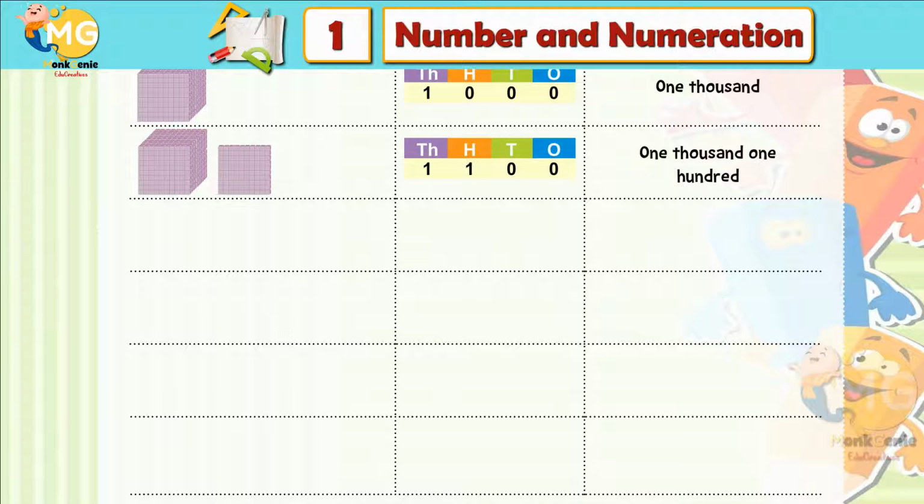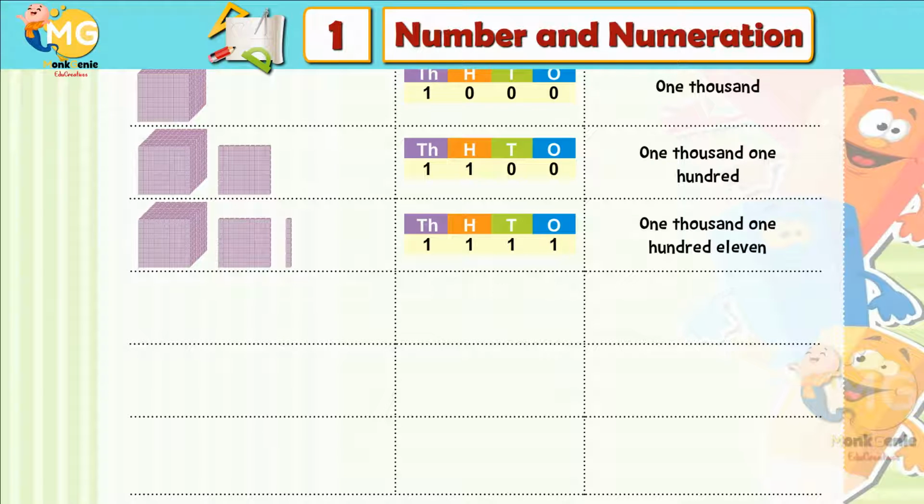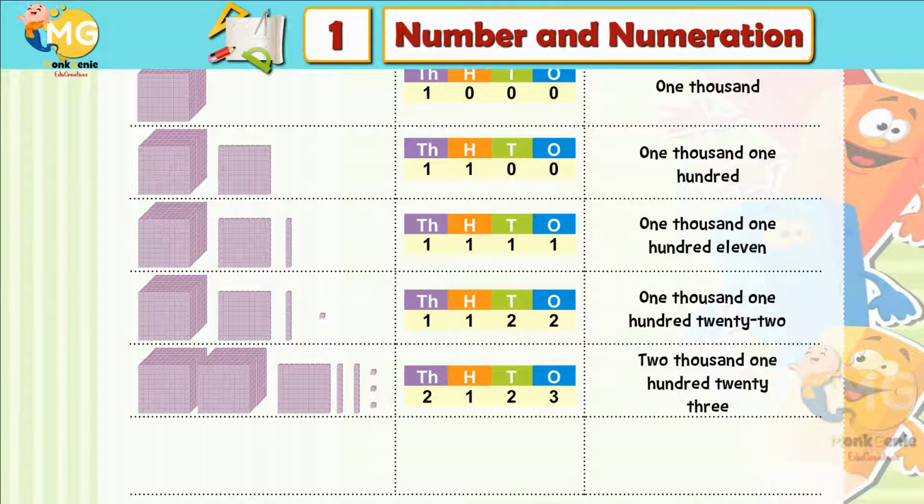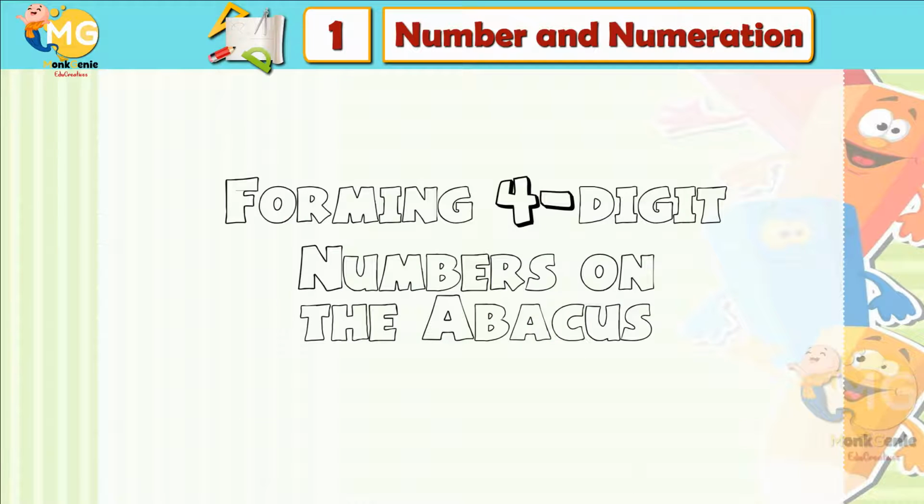1000, 1100, 1111, 1122, 2123. Forming four-digit numbers on the abacus.